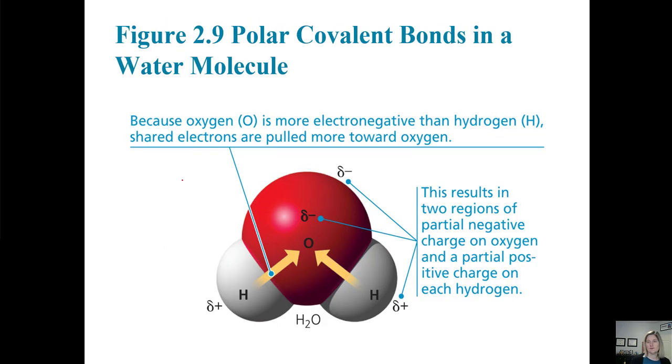So here's a closer view of that. You can see how the oxygen is more electronegative than the hydrogen, and so those shared electrons get pulled closer to the oxygen than the hydrogens. And so we end up with a partial negative charge on the oxygen side and a partial positive charge on the hydrogen side. So this is considered a polar covalent bond.